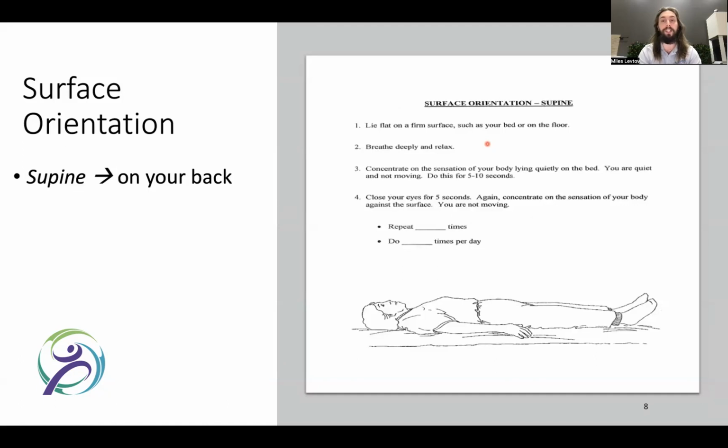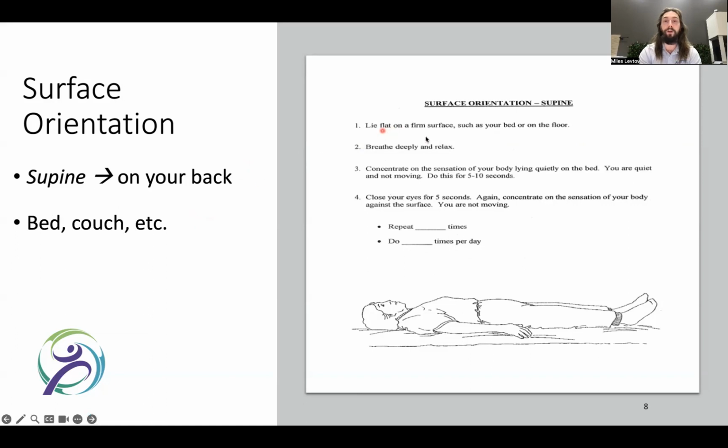Close your eyes for 5 seconds. Again, concentrate on the sensation of your body against the surface. You are not moving. So this is a very common tool used when someone is suffering from dizziness, but we often like to add it in as a mindfulness routine to help you fall asleep at night, or say there's a period of significant cognitive stress. Then, of course, we can use this as well as a tool to help us relax.